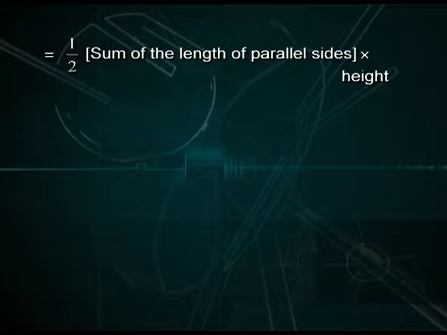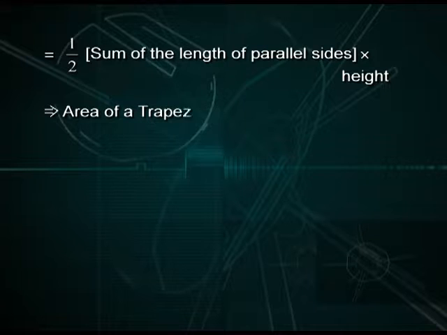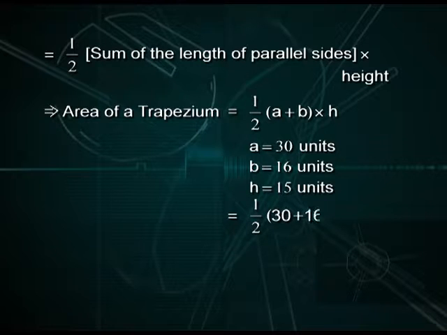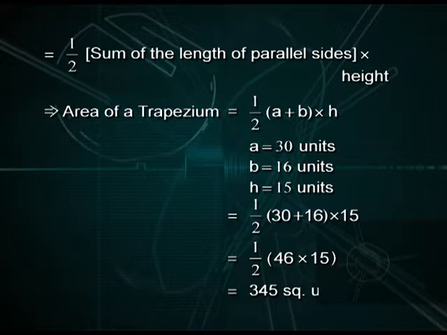We can see that the area of a trapezium is equal to half into (a plus b) into h. And right now, we have seen that a is 30 units, b is 16 units, and h is 15 units. So, the area becomes half into (30 plus 16) into 15. And by mathematical manipulation, it comes out to be 345 square units.